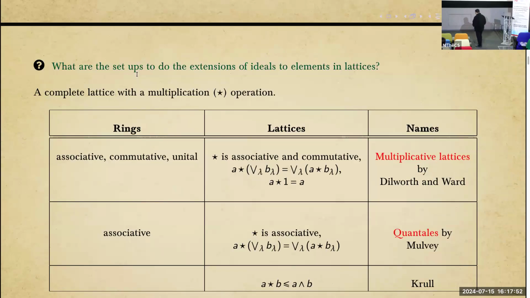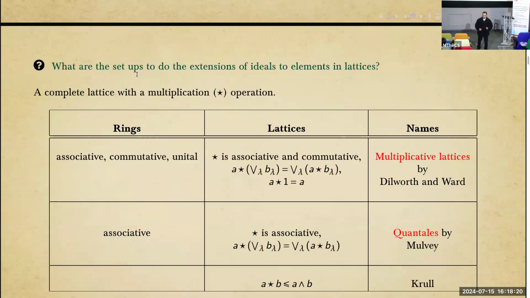I have no idea how this applies to quantum mechanics, but that's how we wanted to introduce it. The only thing is that the multiplication becomes associative and distributes over arbitrary joins. And the top one is actually older than the second one, from the 1960s. That's where Dilworth and Ward came up with, and exactly where they use the terminology multiplicative lattices.